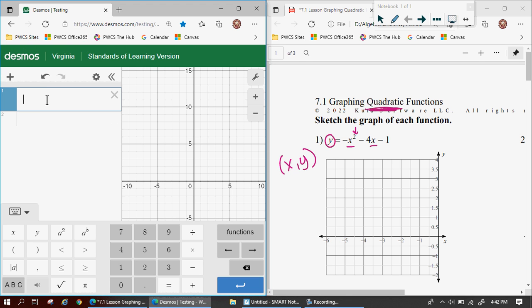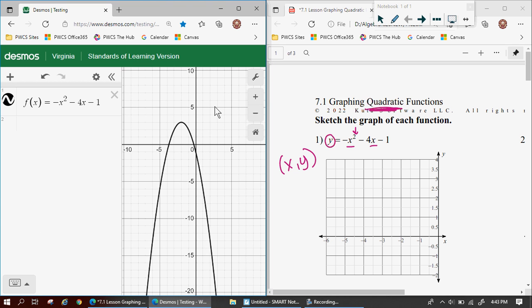So here's what I'm going to do. I can actually type in f parentheses x. There's my f of x equals, and then I can type in my equation: negative x squared, I get the squared by doing that a to the second power, minus 4x minus 1. And there I have what my quadratic function should look like. It's not a straight line anymore. We have a squared now. It makes this curve.